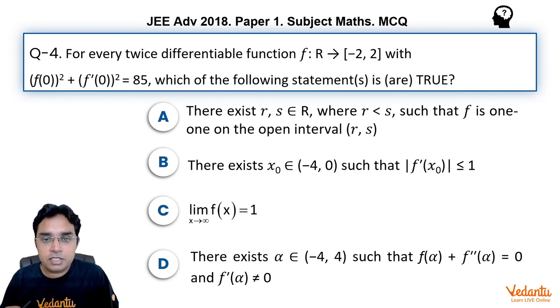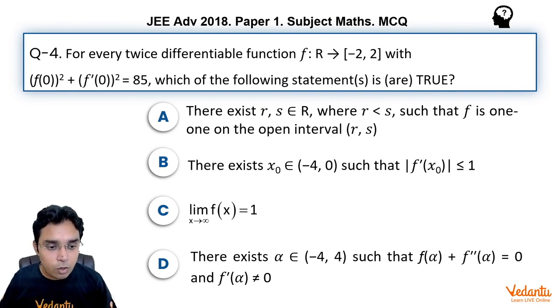For every twice differentiable function f: R to (minus 2, 2) with (f(0))² plus (f'(0))² equal to 85, which of the following statements is true? A. There exist r, s belonging to R where r is less than s such that f is one-one on the open interval (r, s). B. There exists x₀ belonging to (minus 4, 0) such that |f'(x₀)| is less than or equal to 1. C. Limit as x approaches infinity of f(x) is equal to 1. D. There exists alpha belonging to (minus 4, 4) such that f(alpha) plus f''(alpha) is equal to 0 and f'(alpha) is not equal to 0.